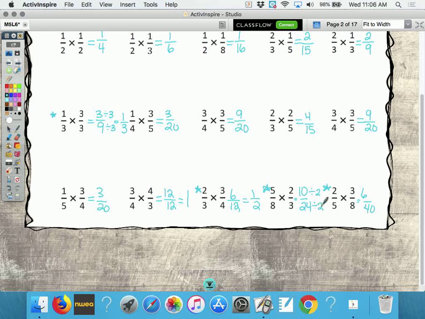And I ran out of room. 10 divided by 2, 5. And 24 divided by 2. You can't see my 5 very well. Okay, the next one, is 6 half of 40? No. Can I divide by 2? Yes. 6 divided by 2? 3. 40 divided by 2? 20. Okay, so there's a little review of simplifying fractions.